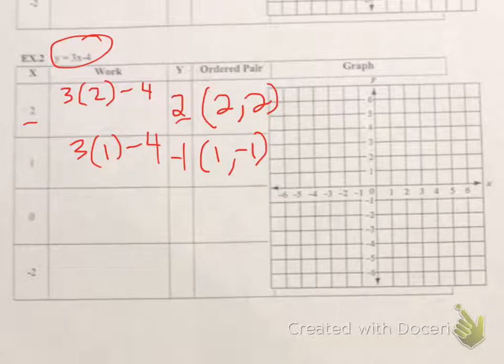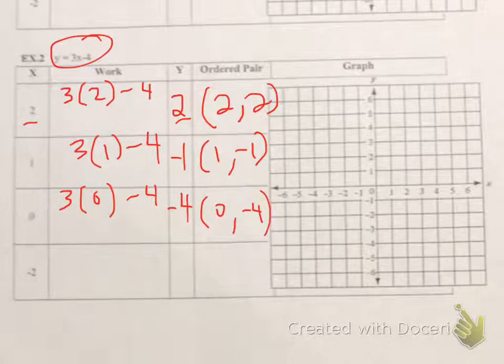Next thing I'm going to do is put in 0. So I'm going to do 3 times 0 minus 4. Well, 3 times 0 is 0. 0 minus 4 is just going to be a negative 4. So when I put 0 in, I get negative 4 out for my ordered pair.